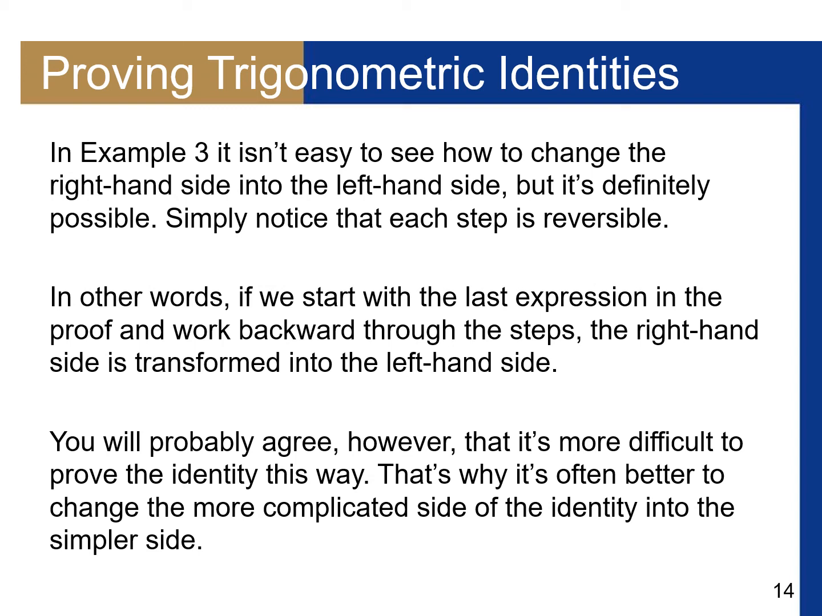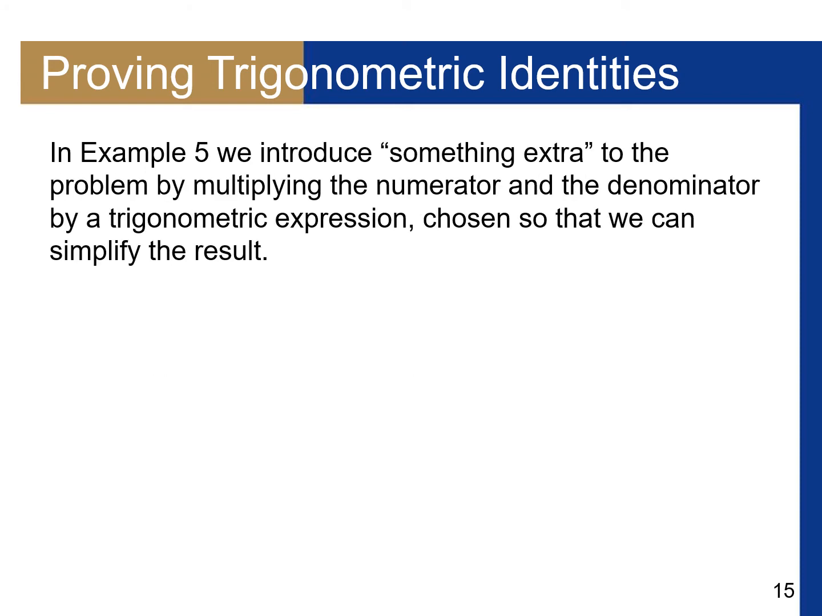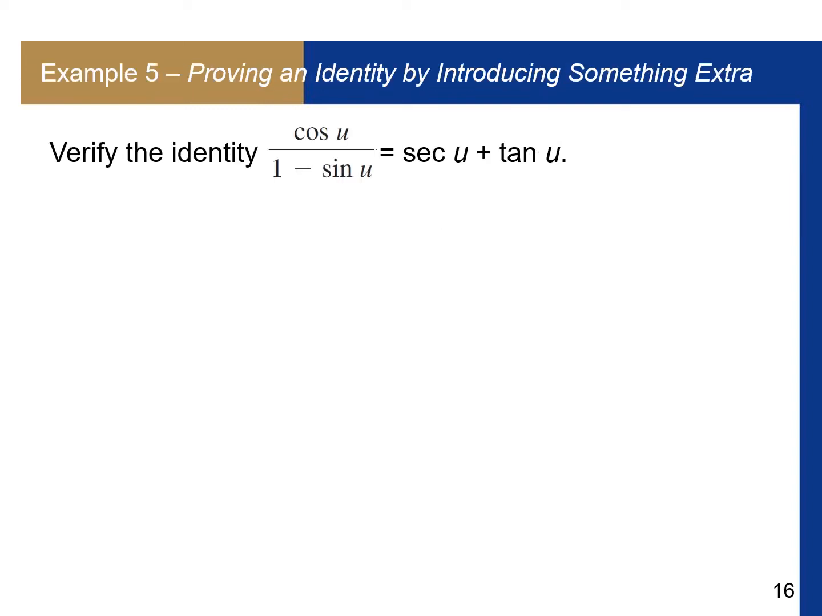Okay, so in here they're talking about example 3. Might not be as easy, but sometimes you have to work backwards from one side to the other. So let's take a look. And in example 5, they do something that's extra. Let's see if we're going to look at that. Here we go. Example 5.